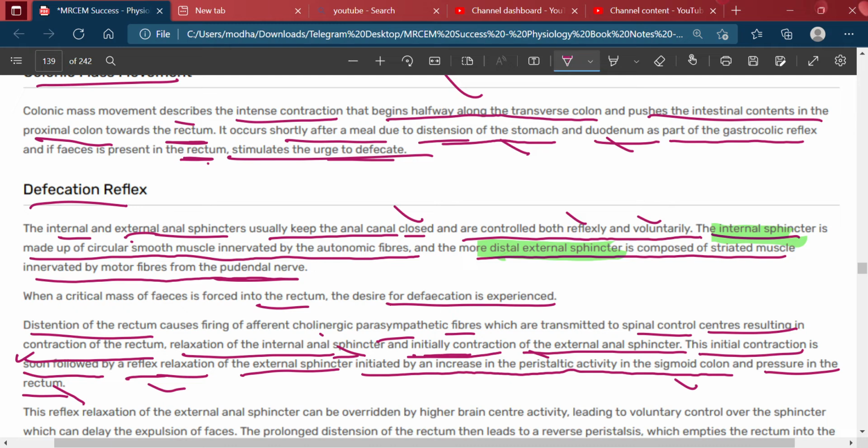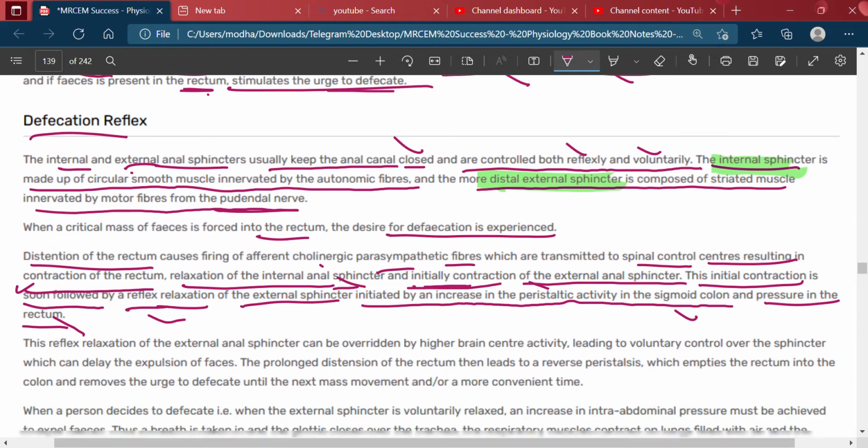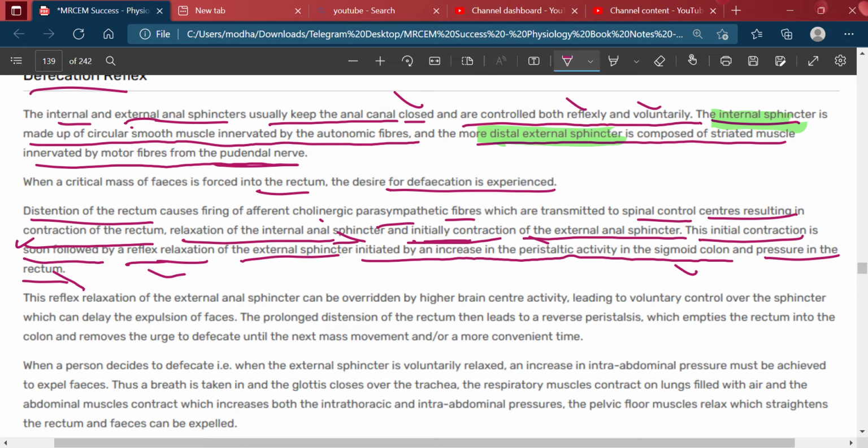This reflex relaxation of the external sphincter can be overridden by higher brain center activity, leading to voluntary control over the sphincter, which can delay the expulsion of feces.